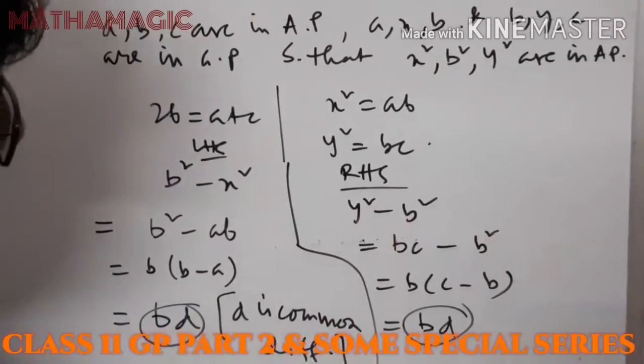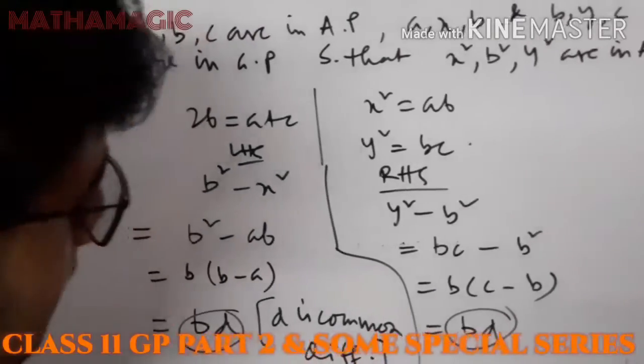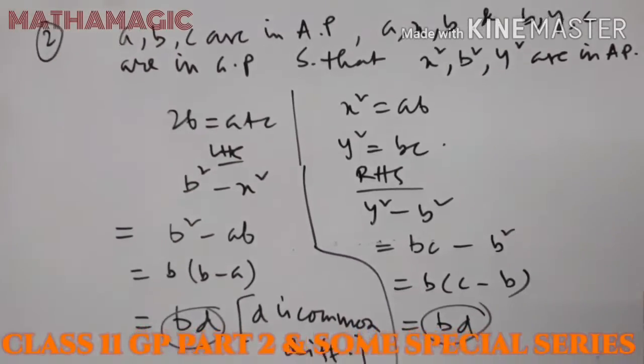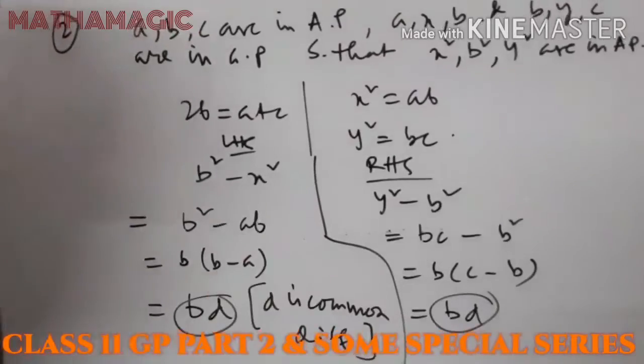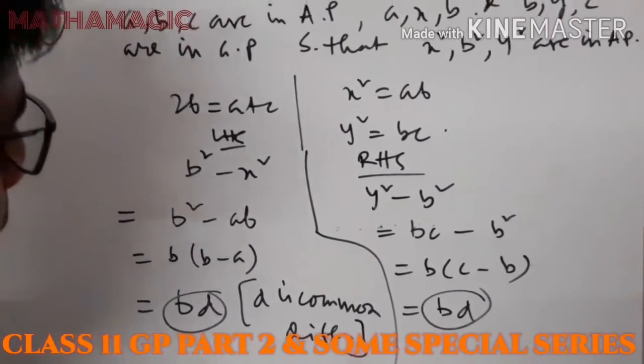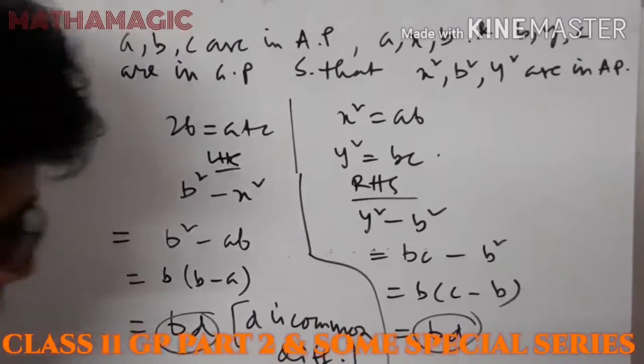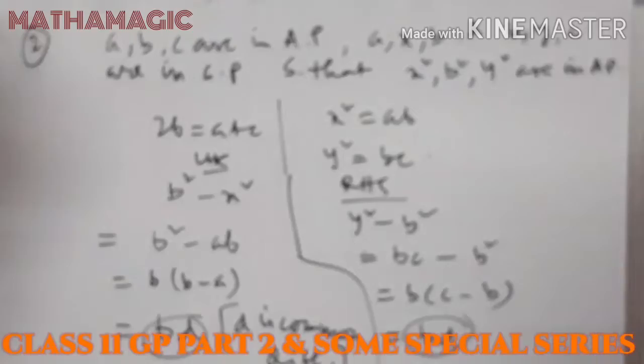So we can easily make the statement that x square, b square and y square are in AP. This is how we can solve this kind of problem. These are very easy to understand. Just try to understand the concept and how to use the concept for the purpose of solving the problems. That is the main thing. So please note it down so that we can move to the next one.